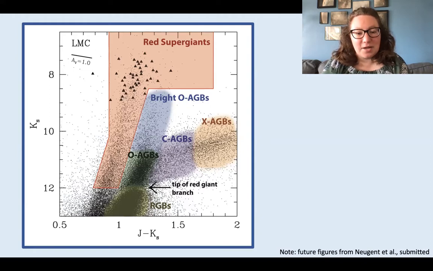Thanks to work by Ming Yang, we can now very nicely separate out the red supergiants from the AGB stars. This shows general regions of where the different types of AGB stars and the red supergiants lie in color magnitude space, and the black triangles are spectroscopically confirmed red supergiants in the Large Magellanic Cloud. This allowed us to obtain a complete sample of red supergiants in the Large Magellanic Cloud. Then I wanted to figure out which of these were binaries.